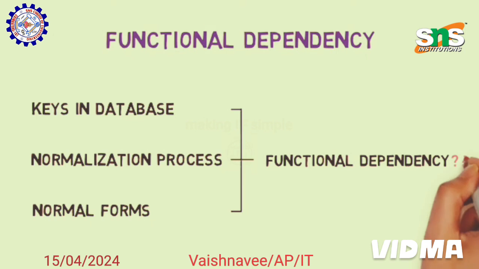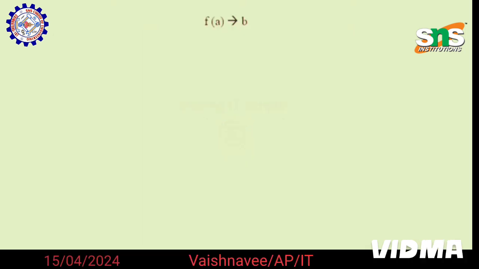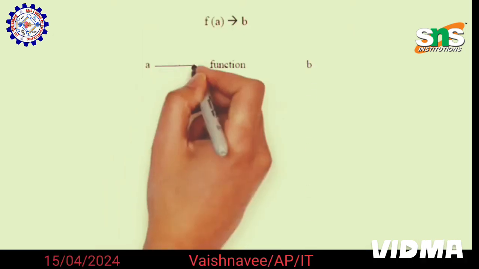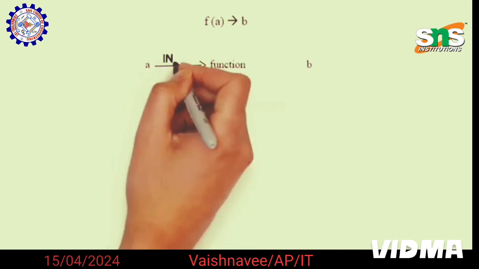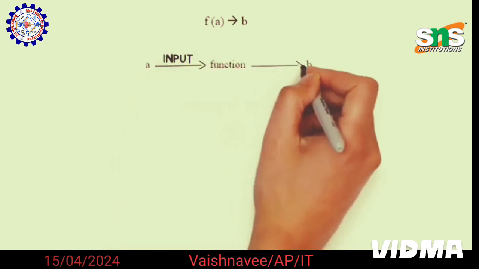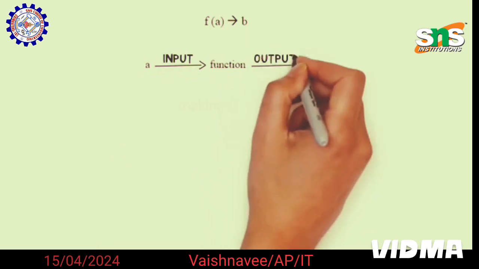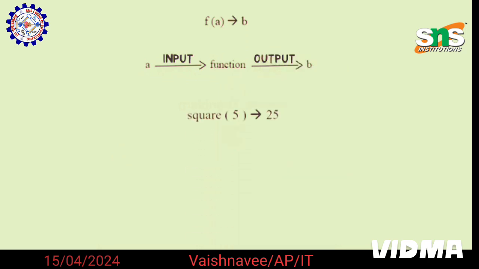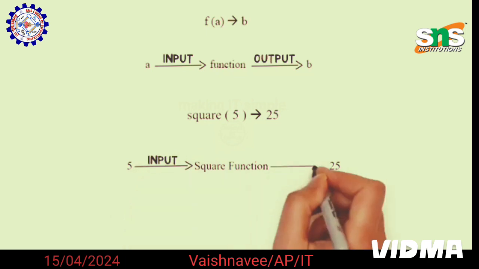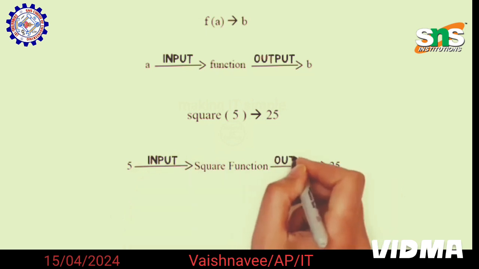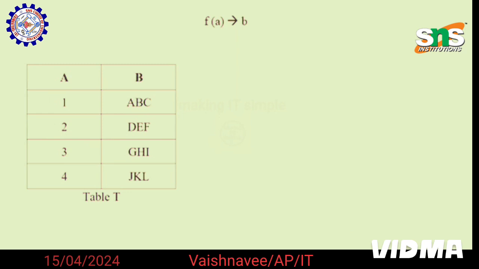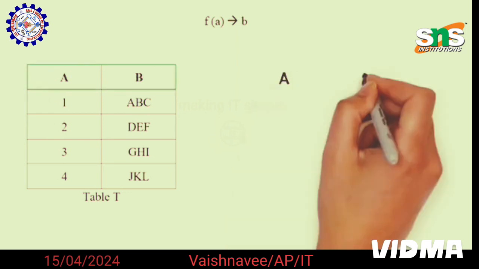In mathematics, this simply means that when a is given as input to the function f, it computes and generates some output b. For example, let's say the function is square, which calculates the square of a number, and we provide an input 5 to it. By computing the square of 5, which is 25, it will be produced as an output. Somewhat similar to this function is functional dependency in a database.